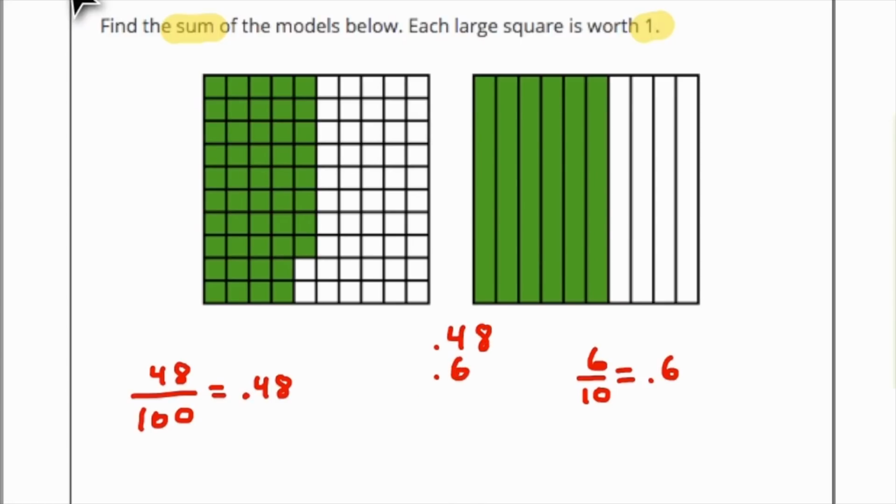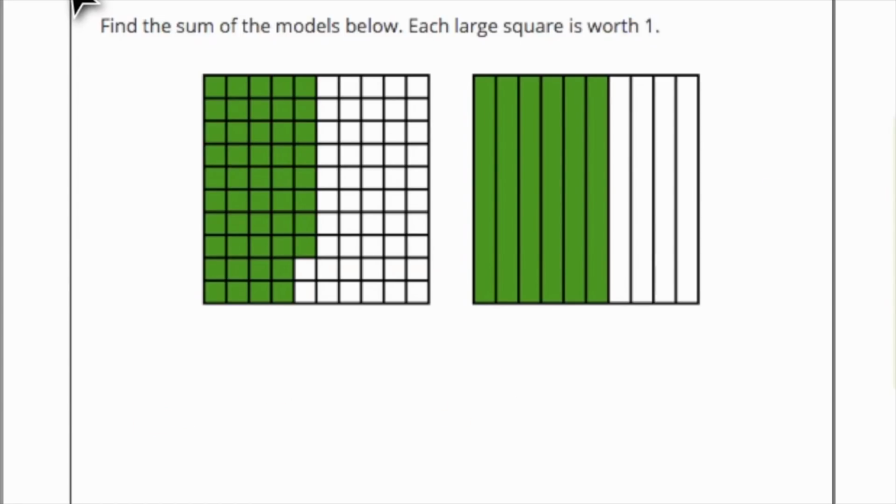Make sure that you're adding your tenths to your tenths when you do this. You could annex a 0 underneath the 8, and then 8 plus 0 is 8. 4 plus 6 is 10, so 0, carry your 1. 1 plus nothing is 1. And your decimal needs to come straight down. So your answer here would be 1 and 8 hundredths.